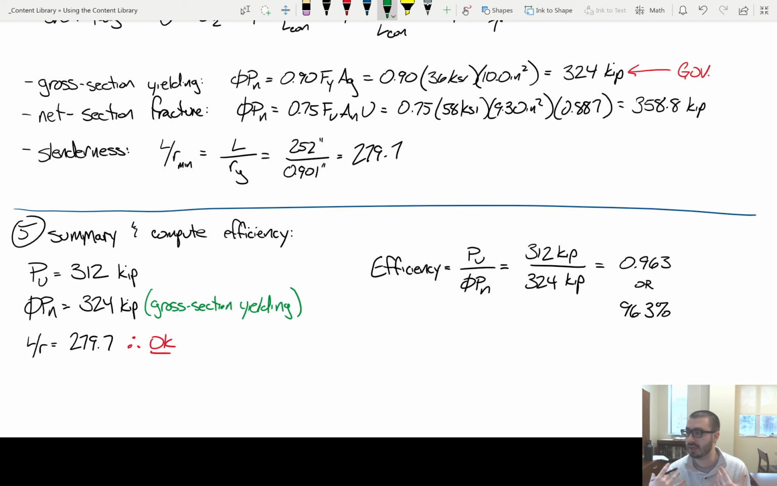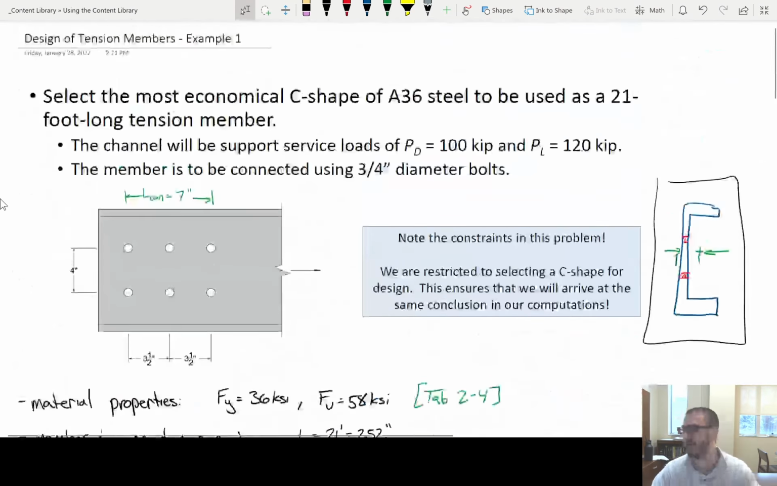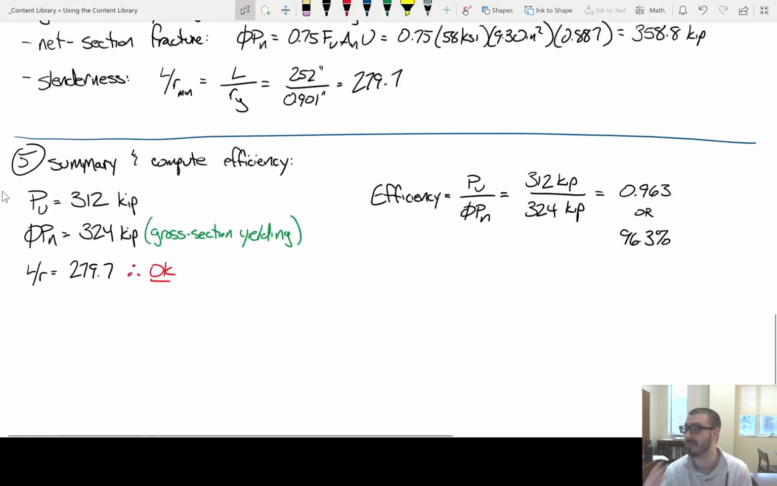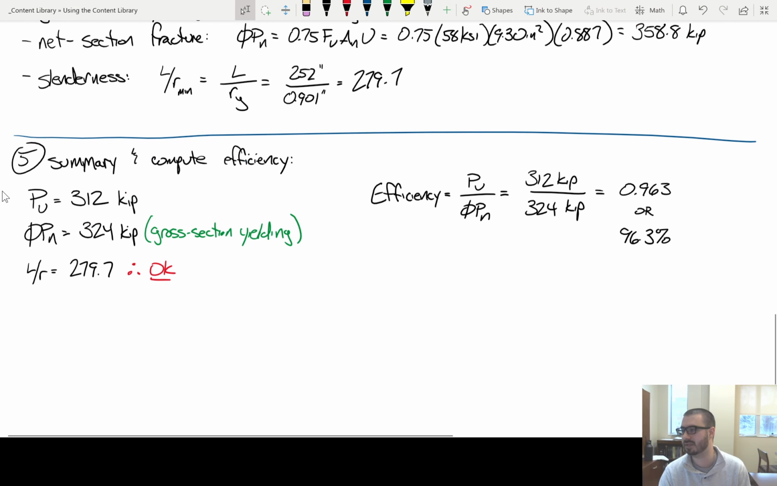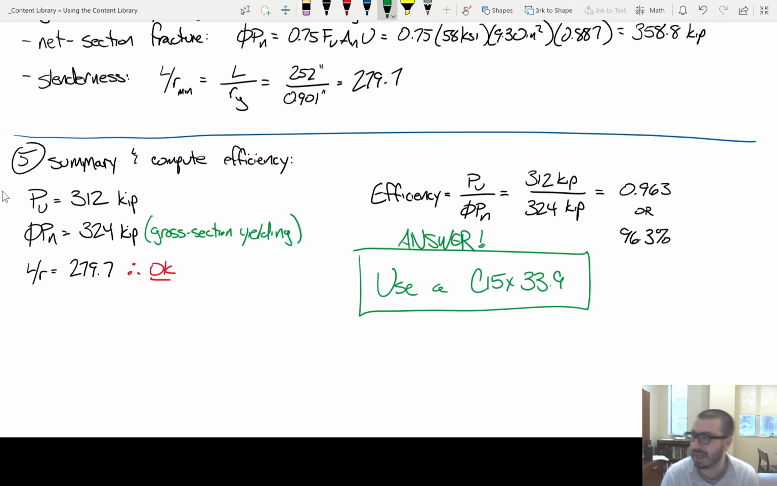So let's just summarize what we're doing with this problem. The whole point of this problem was to select a member that can economically resist this load. And we have found the most economical channel that will safely resist this load. So what is the answer for this problem? Here's the answer. That's the member that we're going to use. And that is the basics of tension member steel design. So hopefully that makes sense.